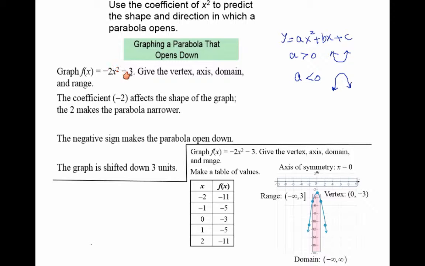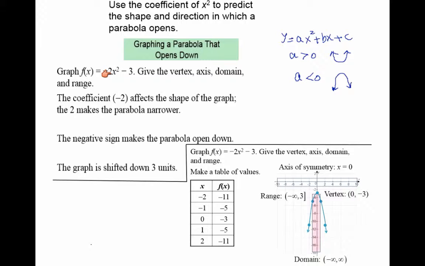So in this case, we have more information here. We have minus 3 added outside the function. So that means this parabola is shifted down 3 units. It flipped and shifted down 3 units. So these are the information that we have.